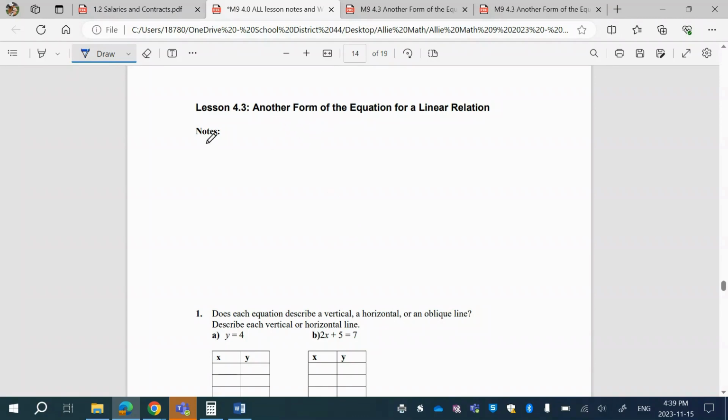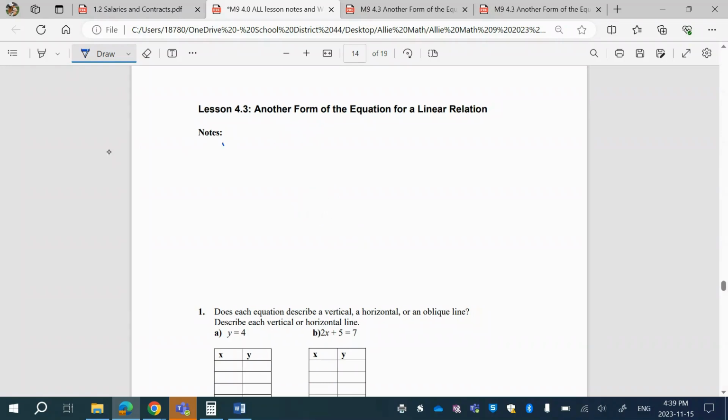This is another form of the equation for a linear relation. We're used to seeing it in, let's say, our usual form, y equals blank x plus blank. And now we're going to be looking at lines. We've been looking at what we can call a sloped line. You might also see it called an oblique line.